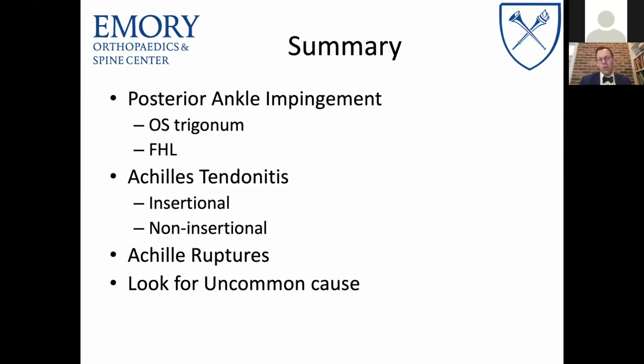And so in summary, thinking about posterior ankle impingement, think about the bony and the soft tissue causes. Insertional and non-insertional tendonitis are big players. Really want to recognize them early. Achilles ruptures, I think, give us an idea of what surgery would look like.